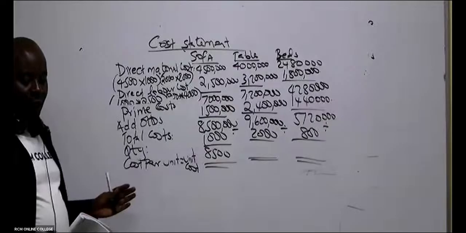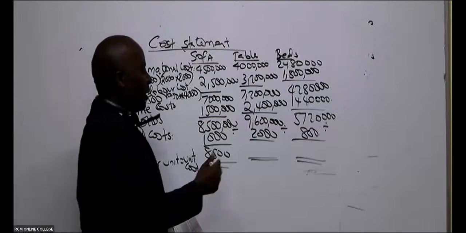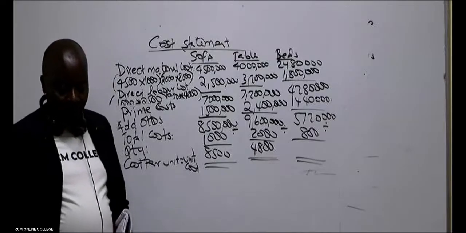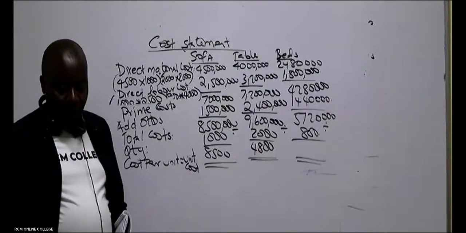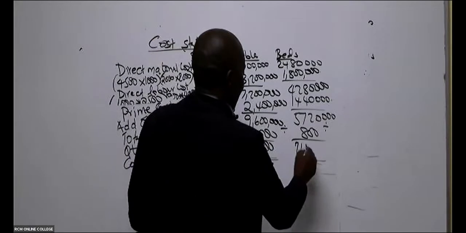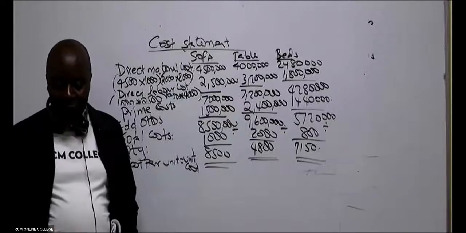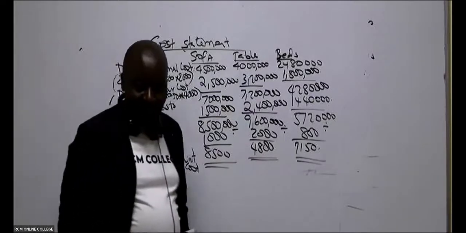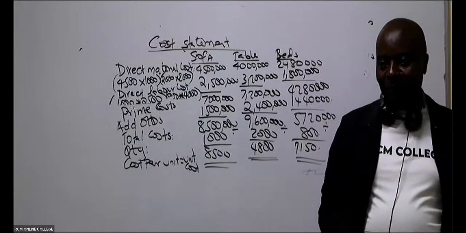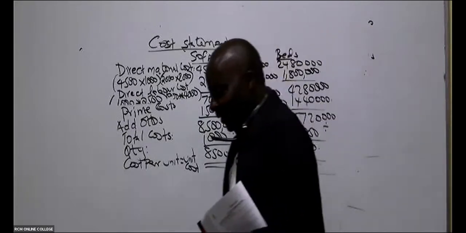That's a thick sofa set, 8,500. Cynthia tells me that the table is 4,800, but perhaps this could be a reading table. And in this case we have a bed of 7,150. Is there anybody who was able to get these values correctly? No? I'm told no.